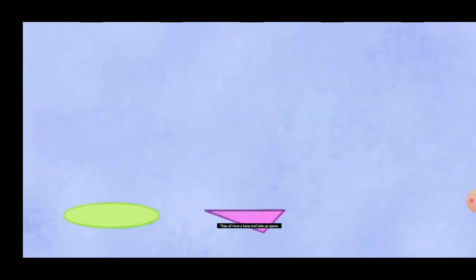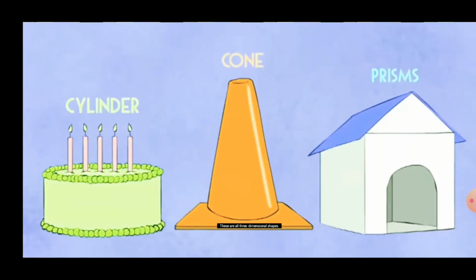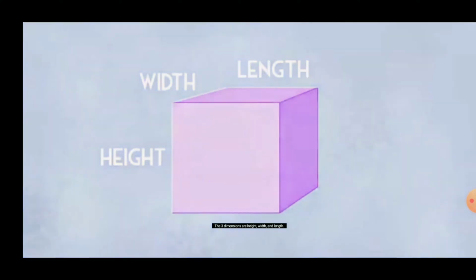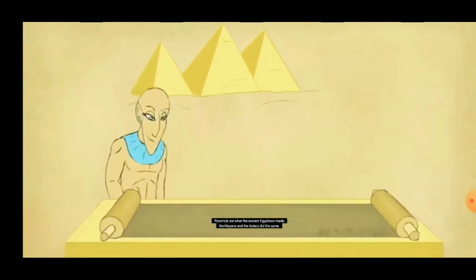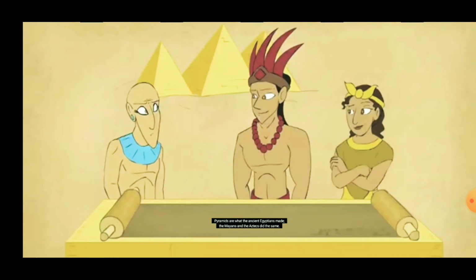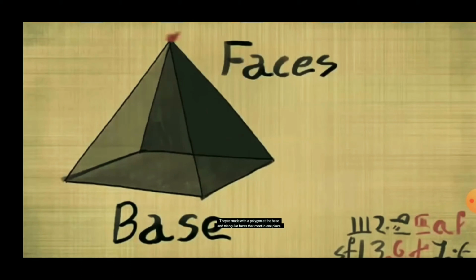They all have a base and take up space. These are all three-dimensional shapes. The three dimensions are height, width, and length. Pyramids are what the ancient Egyptians made. The Mayans and the Aztecs did the same. They're made with the polygon at the base and triangular faces that meet in one place.